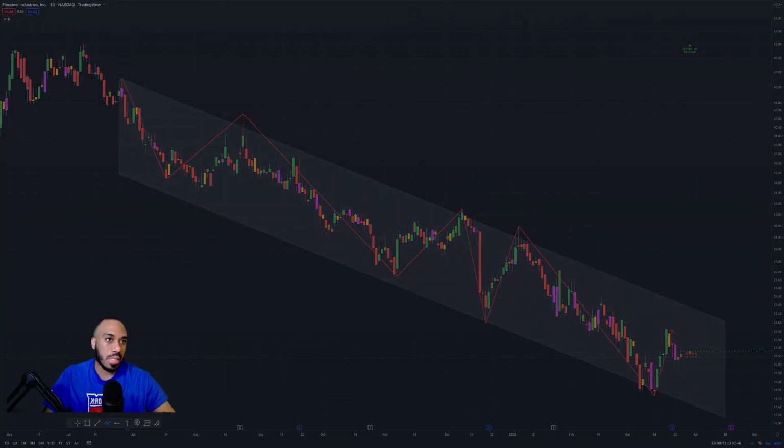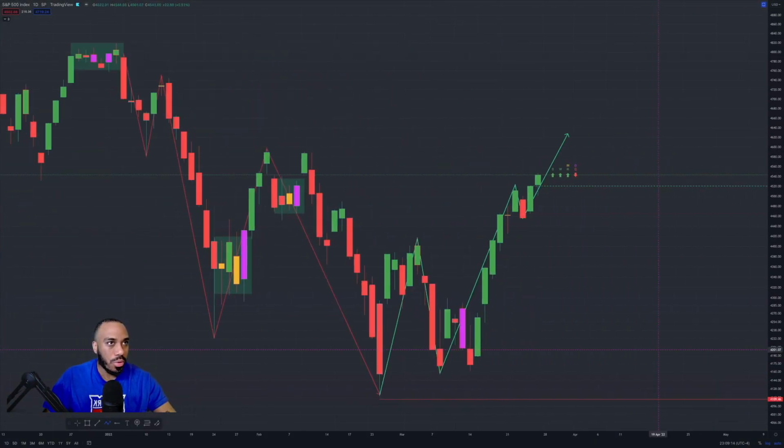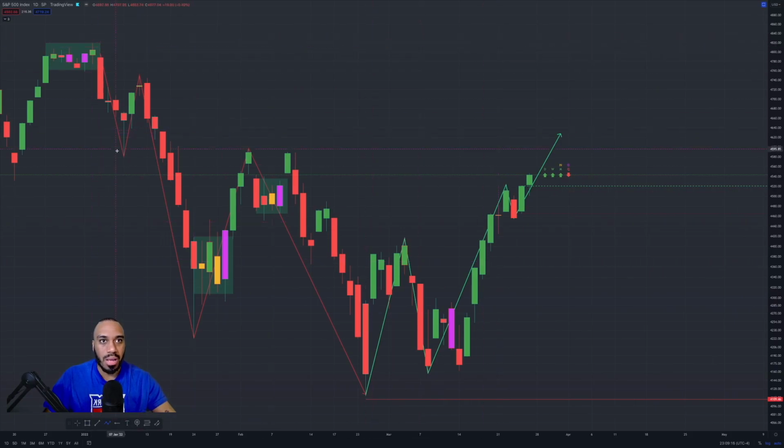Now looking at the SPX, we were in a clear downtrend, forming lower highs and lower lows this whole time until we first created our first higher low here, this area here where we have a higher low than the previous low.